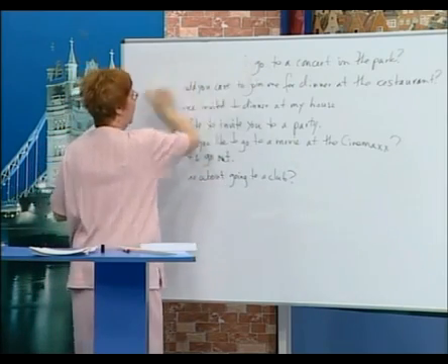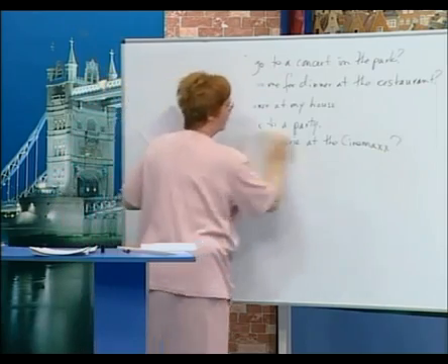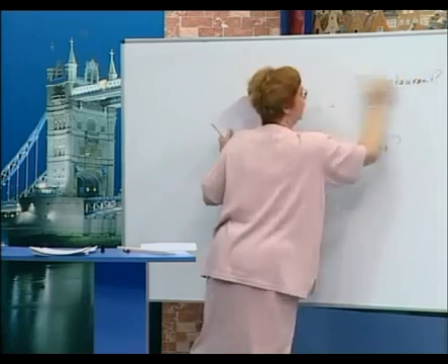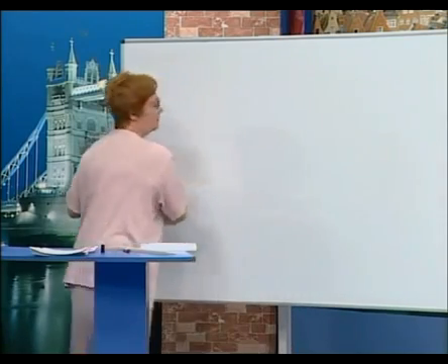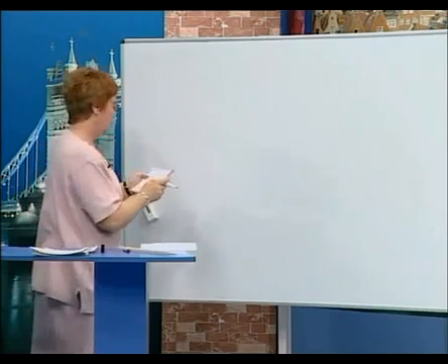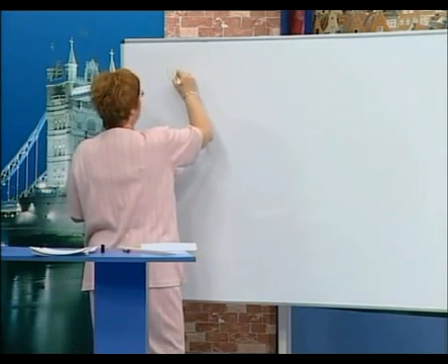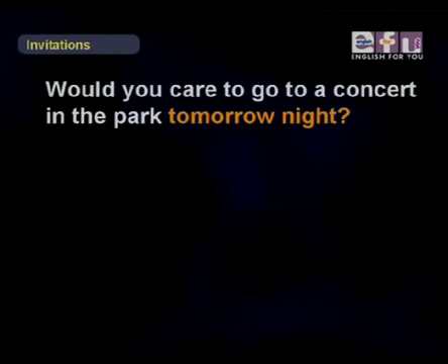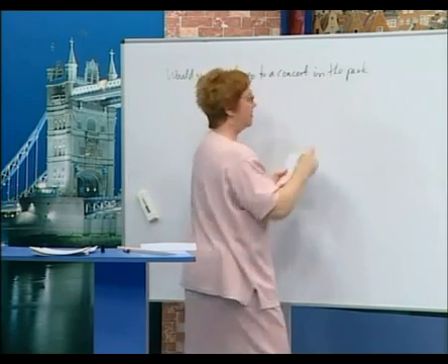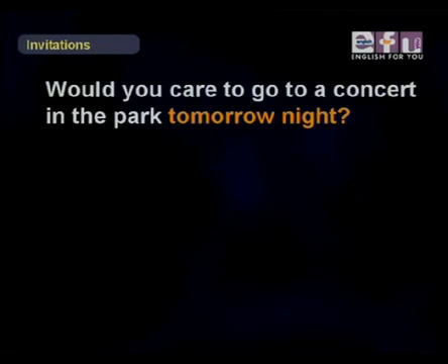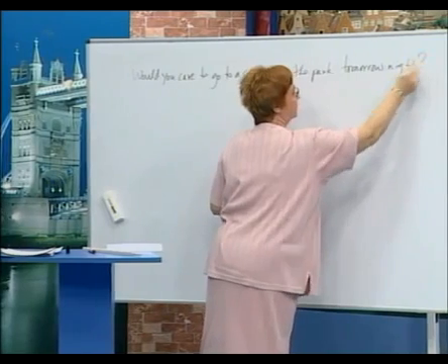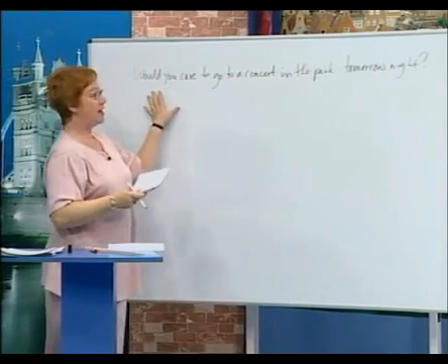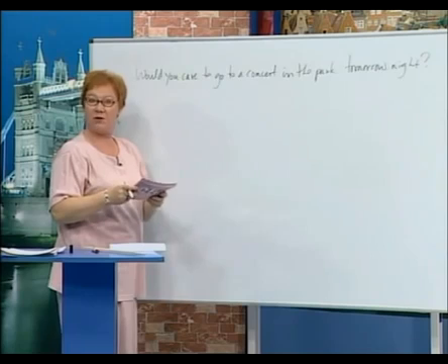Now, we usually say when we want to go. So let me take this away and then I'll show you more examples with the place and the time. Okay? So when you make an invitation, it can be complete. So here we go. Would you care to go to a concert in the park? Okay, we have what? We have where? Tomorrow night. Here's the time. Would you care to go to a concert in the park tomorrow night?